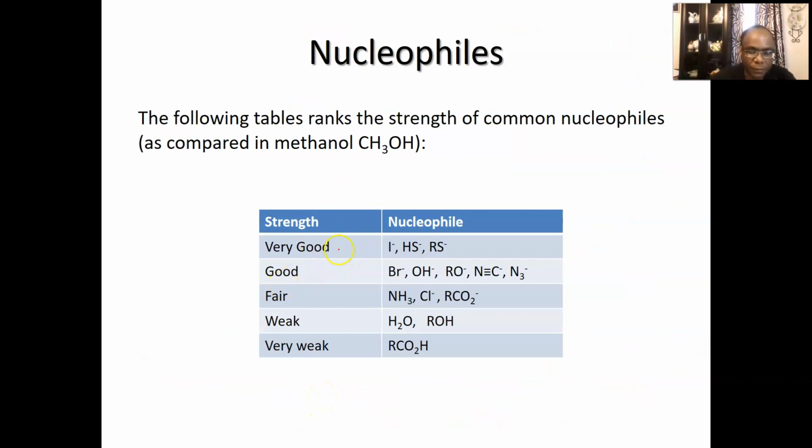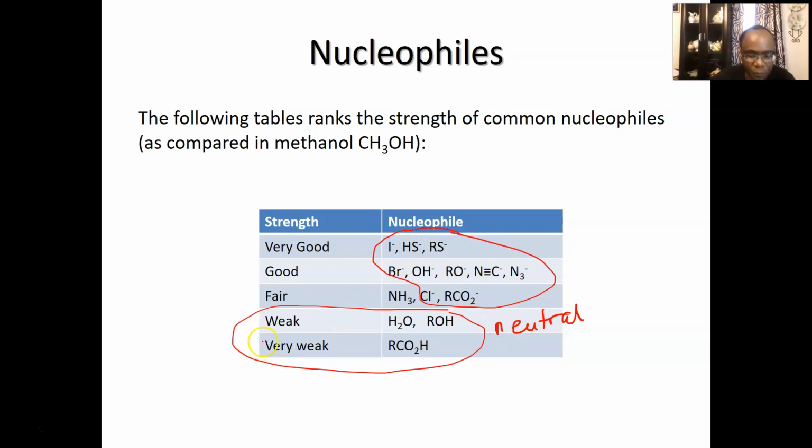Alright, so you're shown here that these are very weak nucleophiles. Obviously, what they have in common is that they're neutral. But these ones, which are negatively charged, are usually good nucleophiles. We prefer them. Ammonia here is neutral, but it's listed on this row because nitrogen is less electronegative. It's generous to give its electrons. Alright, so you are shown examples of nucleophiles and their strengths.